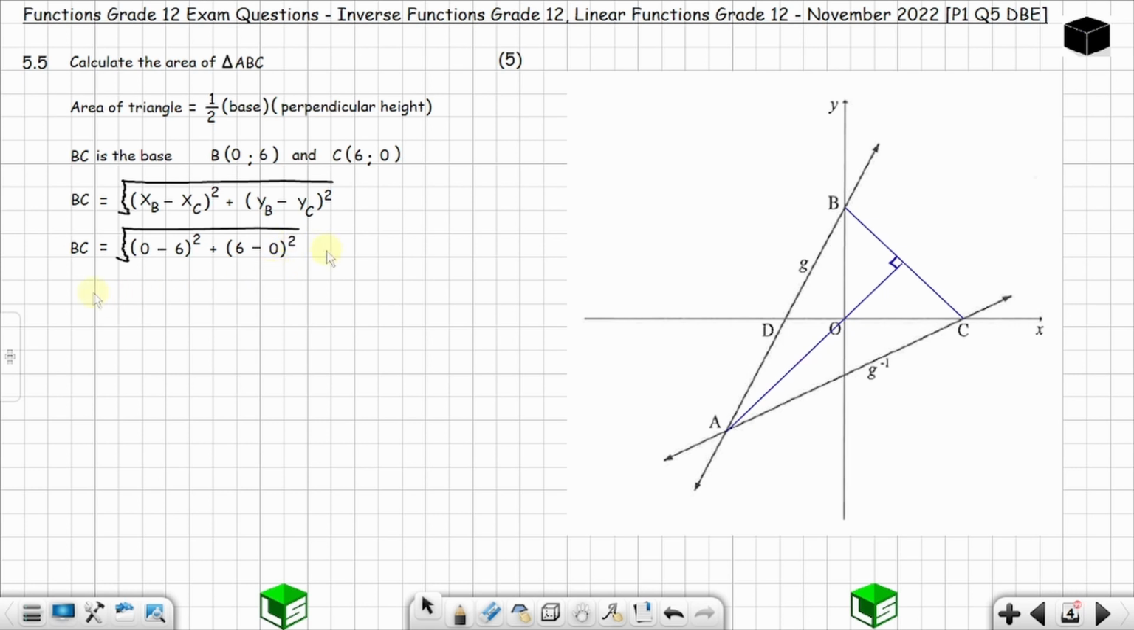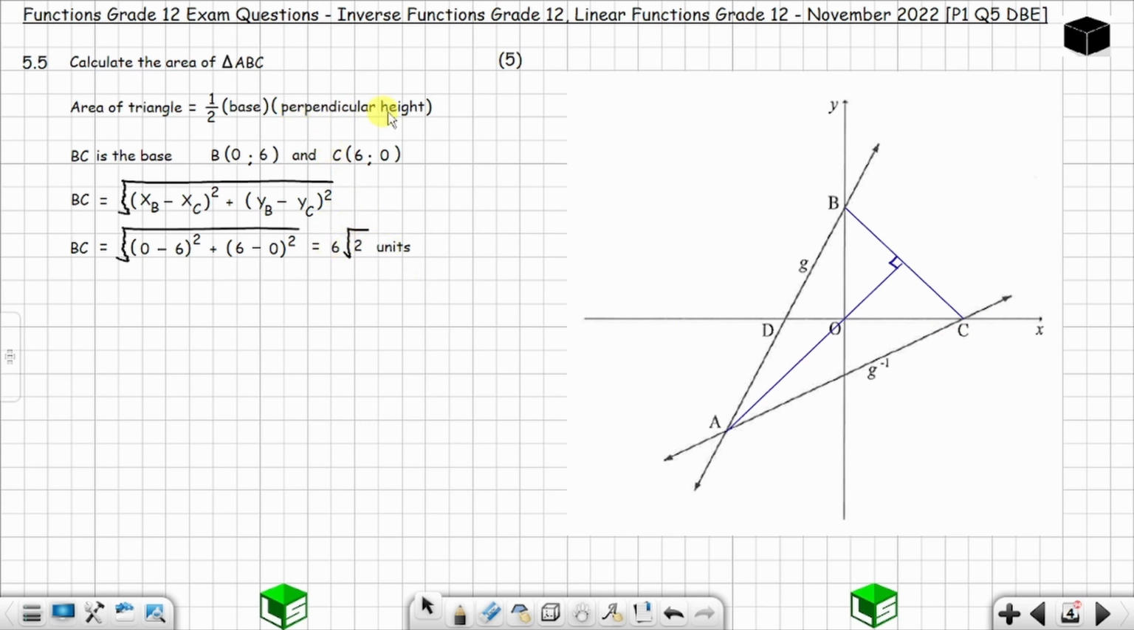When you plug this in your calculator, you are going to get 6 square root of 2. You can check it with your calculator. So the base is 6 square root of 2 units. BC is equal to 6 square root of 2.